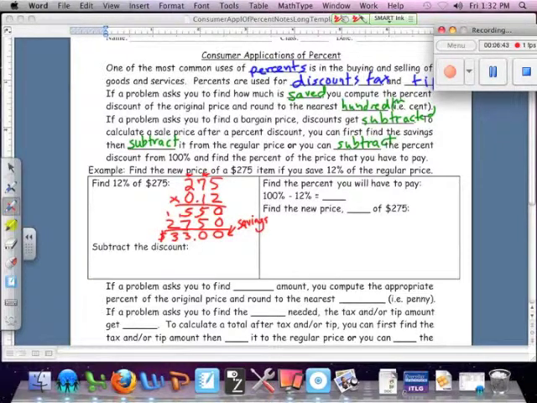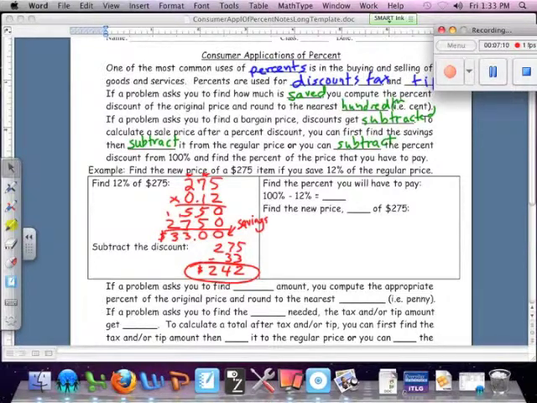But if the problem had asked, like this one, what's the new price or what's the sale price, then we have to do the subtraction. So we have to subtract the discount from the original price. 275 minus 33. 5 minus 3, 7 minus 3, and 2 minus nothing. And we'd find that that item would be $242 after this 12% discount.